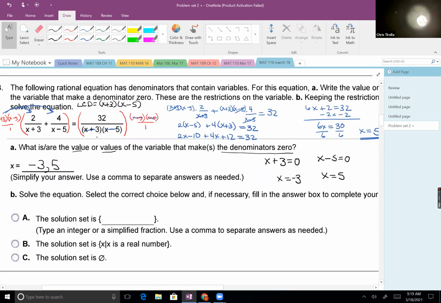We've got as a solution set x equals 5. But way up here, we said that 5 gives us a 0 in the denominator. And so our solution x equals 5 won't work because it'll give us a 0 in the denominator. And so this equation has no solutions. Its solution set is the empty set.